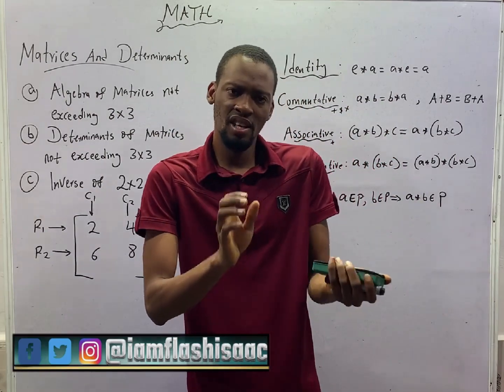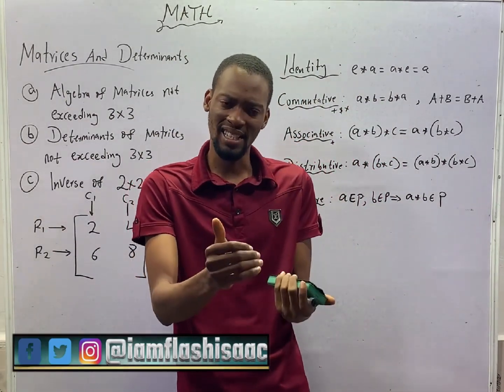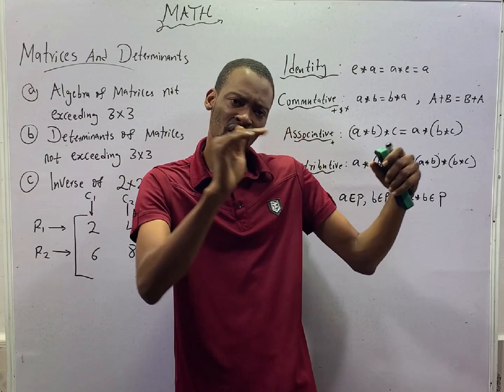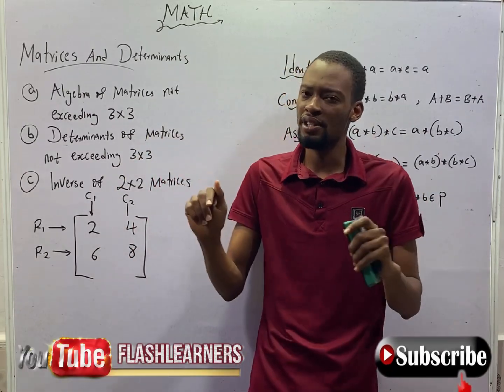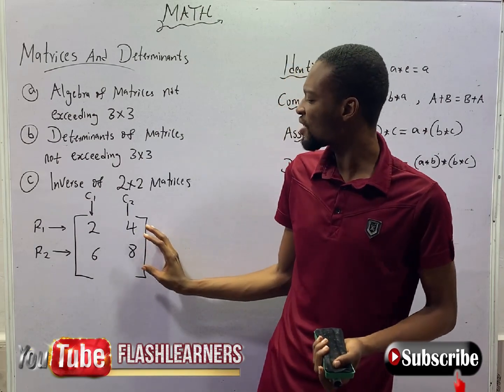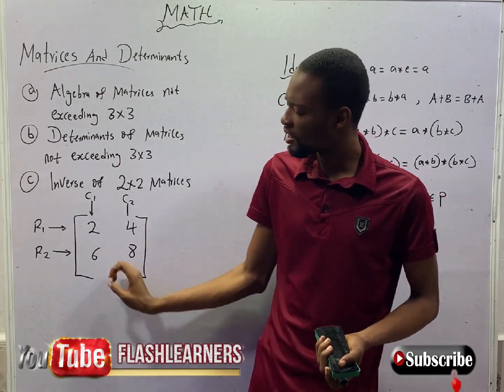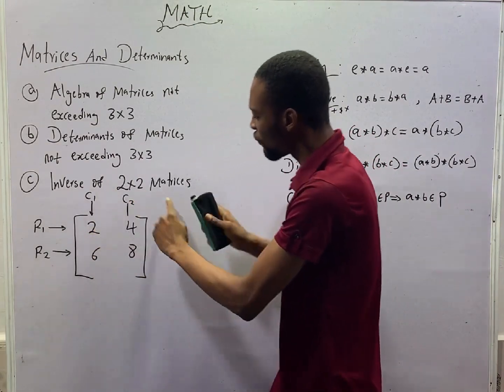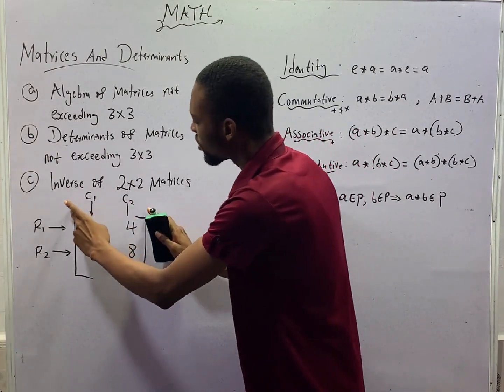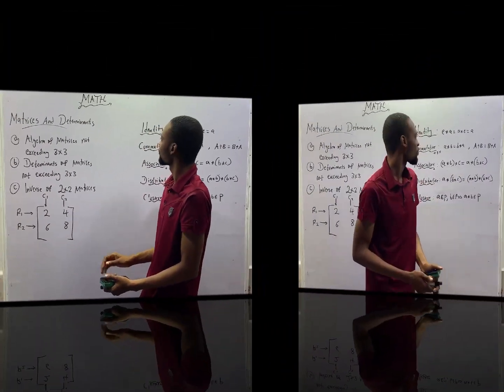A matrix is numbers or letters arranged in a rectangular form and enclosed in a bracket or parenthesis. Now, this is a typical example of a matrix. In this case, we have letters arranged in a rectangular form and enclosed in a bracket.